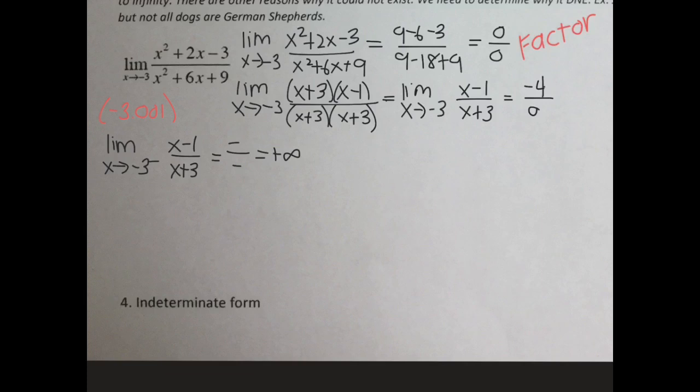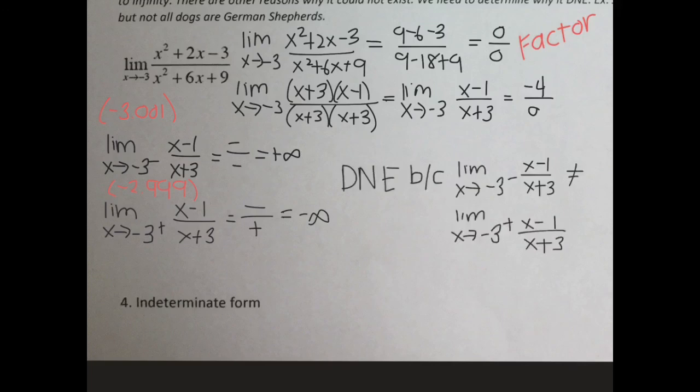I'm going to do the exact same thing for a right limit. So when I'm trying to find the right limit, I'm going to want to plug in a number that's really close to -3 from the right side. I'm probably going to plug in -2.999. And when I do, I'm going to plug that into the function. My numerator is still going to be negative. My denominator this time is going to be positive, which means that I'm going to have a negative infinity. So my answer overall is going to be does not exist. But the reason why is because my left limit does not equal my right limit.